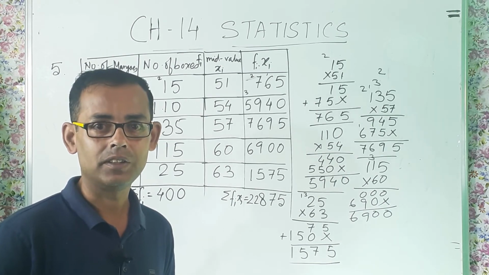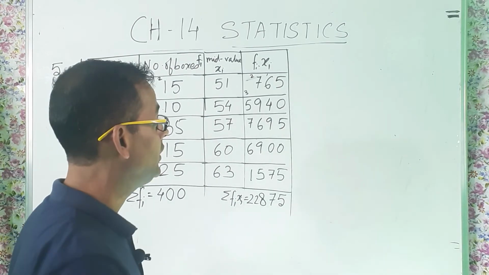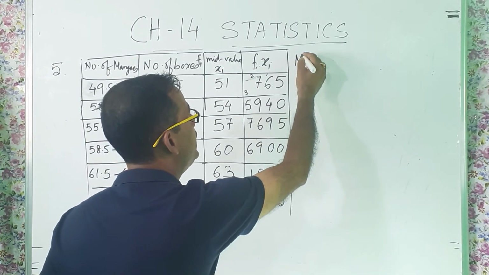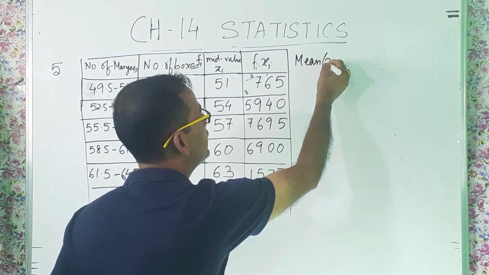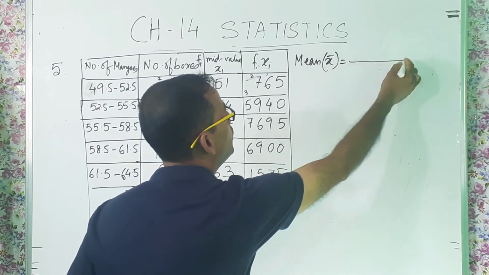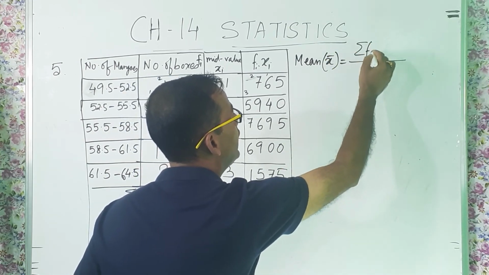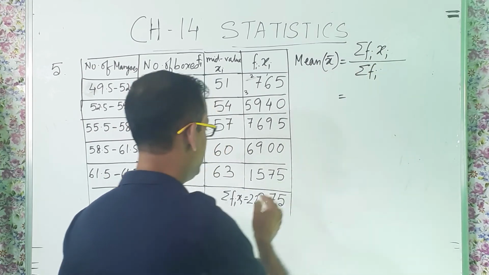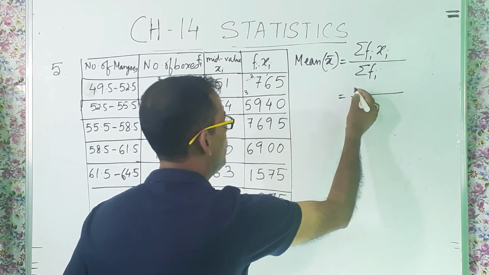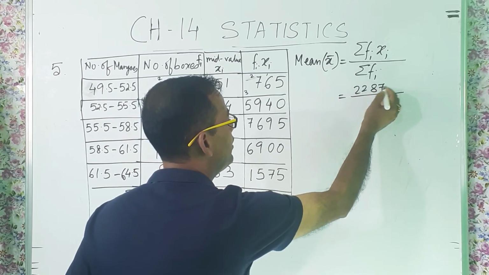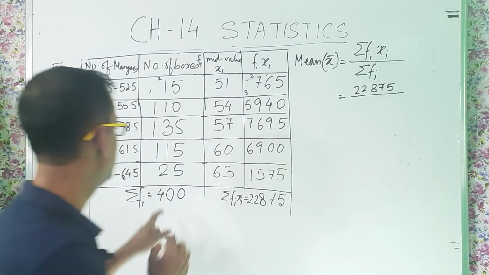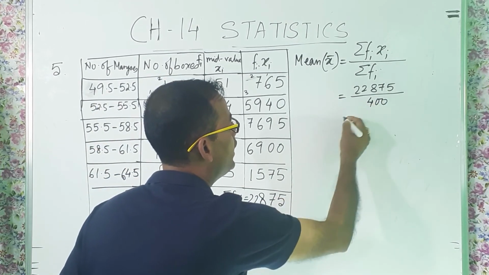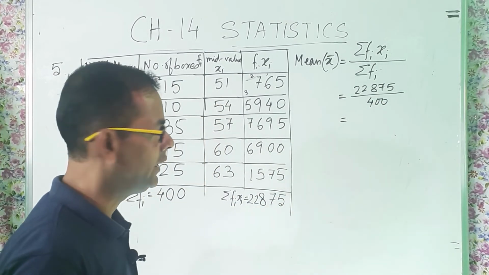Now let us write the formula, okay, direct method. So mean x bar is equal to summation fi xi by summation fi, and summation fi xi is what? 22,875, and summation fi is how much? 400. Okay. Now when we will divide this one, we will get the answer.